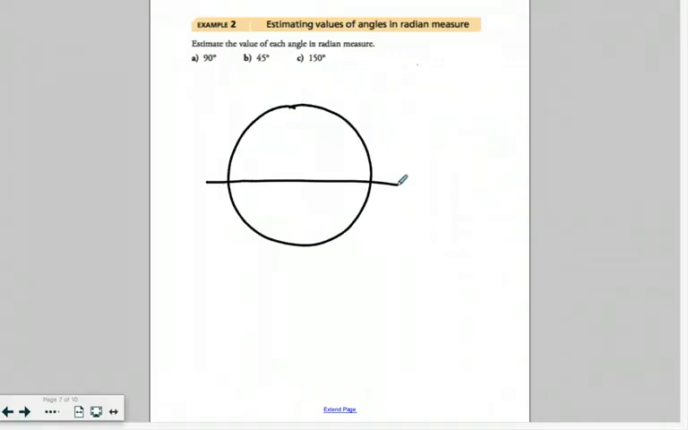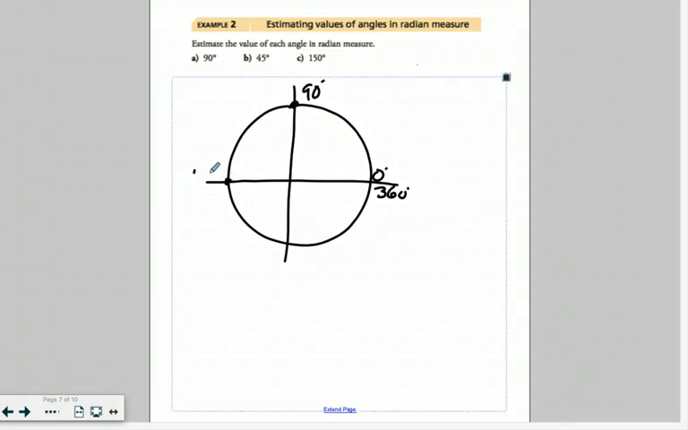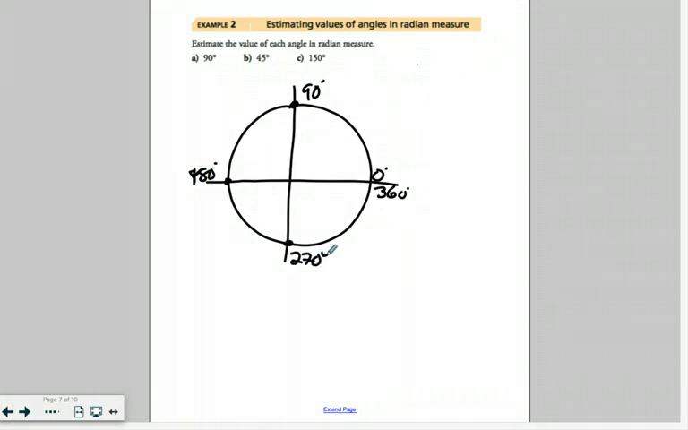Estimate the value of each angle in radian measure. These are all actually nice ones that can be done using just a little bit of proportional reasoning. So let's think about our circle, knowing that the entire thing is 360 degrees, so 0 all the way over to 360. What would this value be? How many degrees have happened at this point? 90, so we know that that's 90 degrees. We know that down here would be 180 degrees. What would this value be down here? 270 degrees. Okay, so there's your 270.